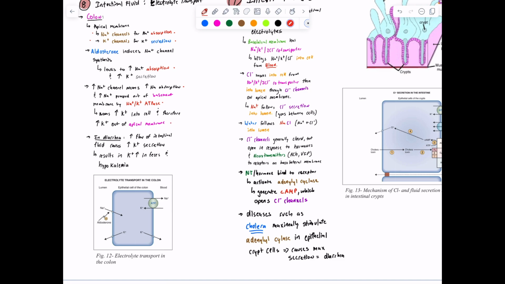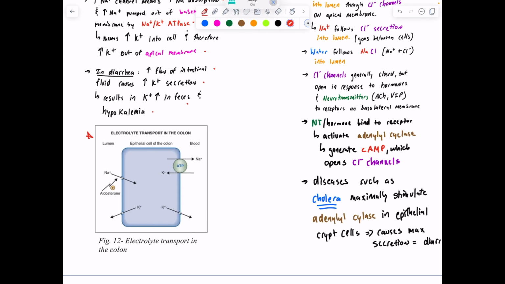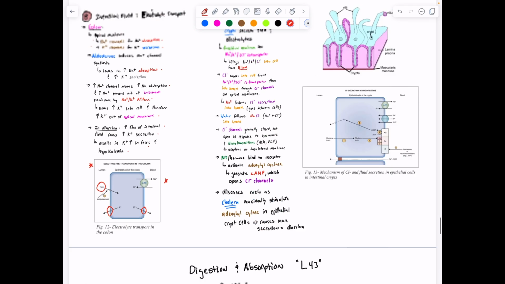In diarrhea, the increase in intestinal fluid flow causes an increase in potassium secretion, resulting in increased potassium in the feces and hypokalemia, which means not very much potassium in the blood. All right, so this is just what we were saying. You have on the apical surface, adjacent to the lumen, a sodium channel and a potassium channel. You have a sodium-potassium exchanger on the basement side, and then a potassium channel on the basement side as well.